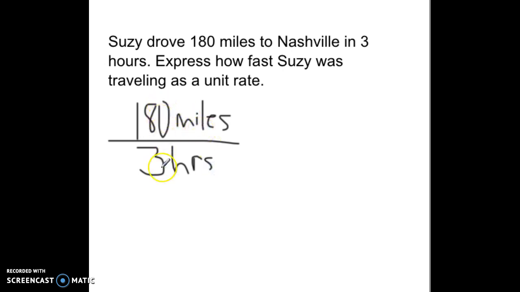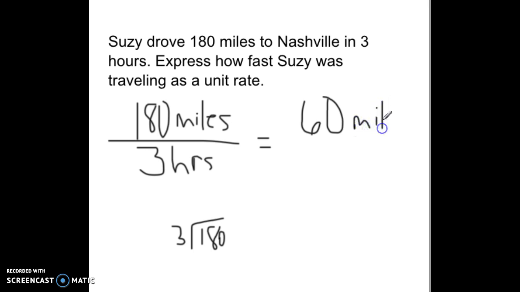We do 180 divided by 3. For those people who need this, the 3 will be on the outside. And we will get 60. And then what are our units? Well, they're miles for every 1 hour. So it goes 60 miles per hour.